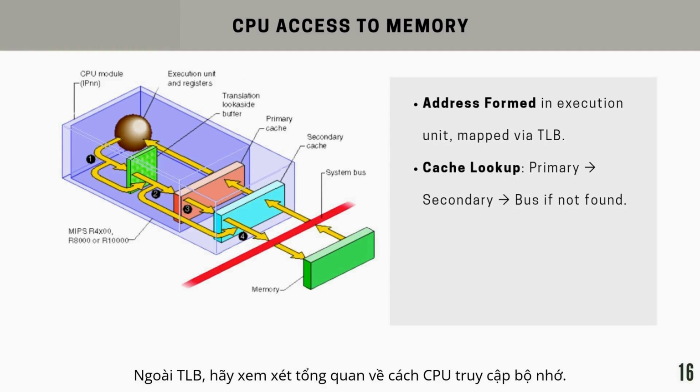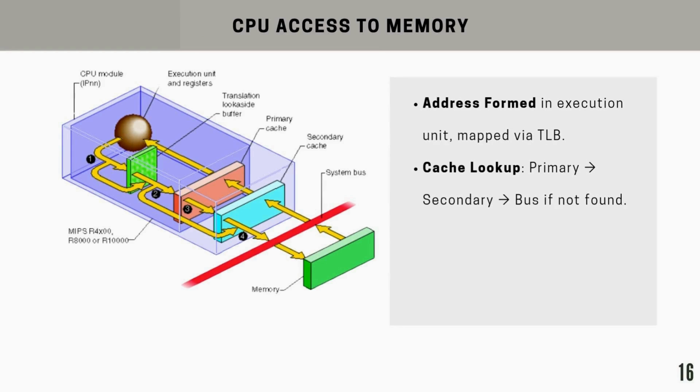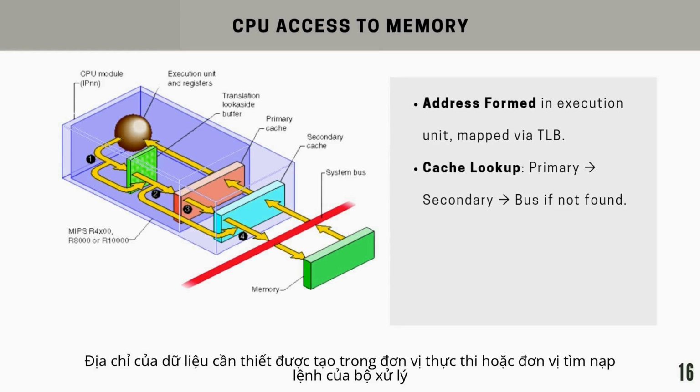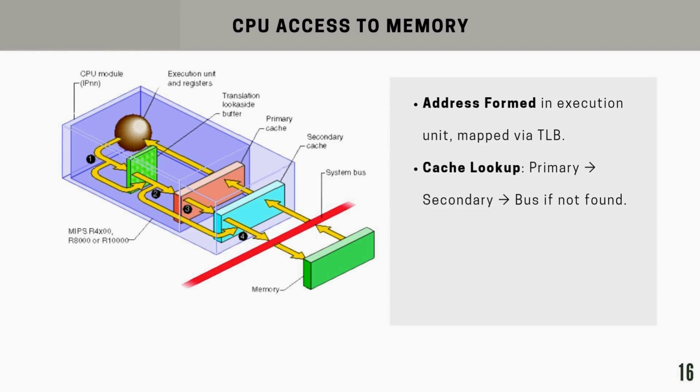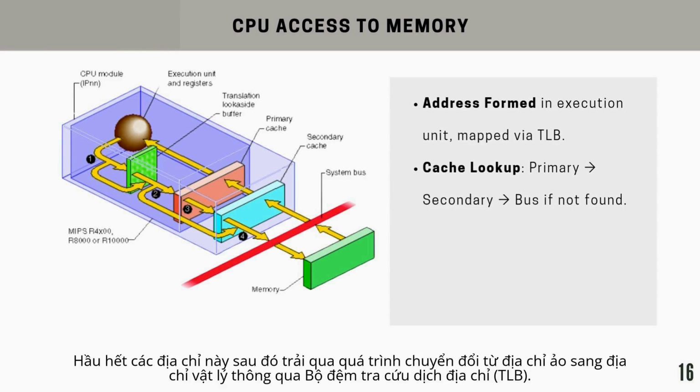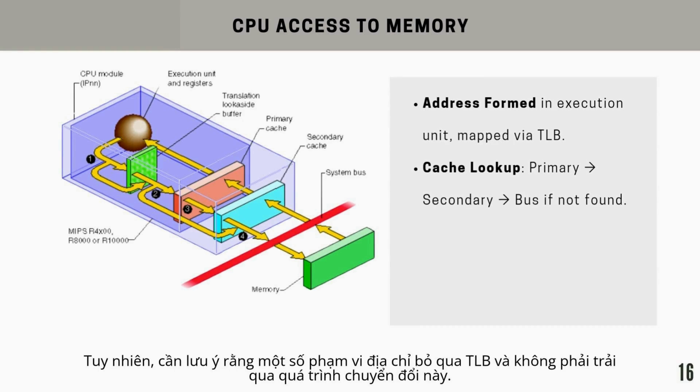Beyond the TLB, let's take a broader look at how the CPU accesses memory. The address of the required data is generated in the execution unit or instruction fetch unit of the processor. Subsequently, most of these addresses undergo translation from virtual to physical via the TLB. However, it's important to note that certain address ranges bypass the TLB and are not subject to this translation process.